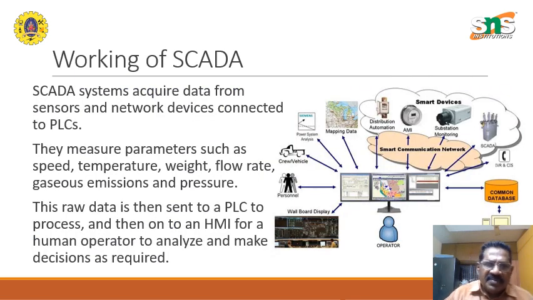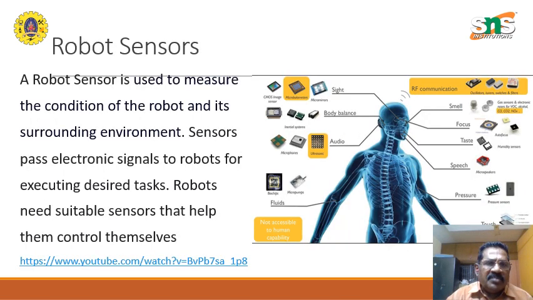Now, the working of SCADA is like this. The SCADA systems acquire the data from the sensors and the network devices connected to the PLC. The parameters that they measure are speed, temperature, weight, flow rate, gaseous emissions, pressure, etc. This raw data is then sent to a PLC to process, and then on to a human machine interface for a human operator to analyze and make additions as required. So that is the working of a SCADA.